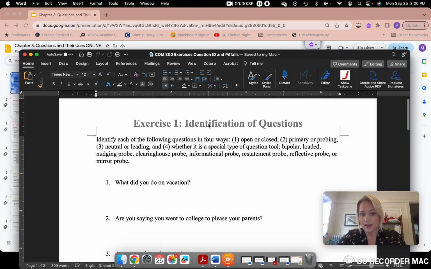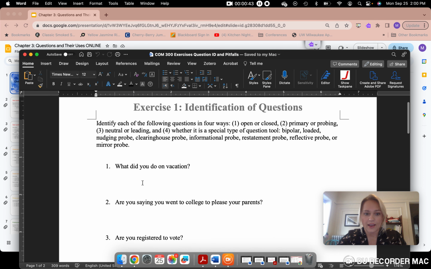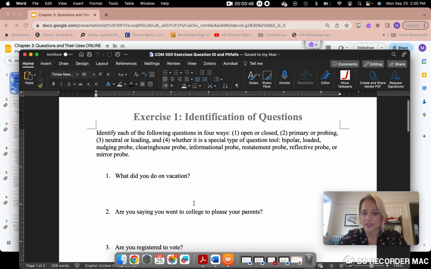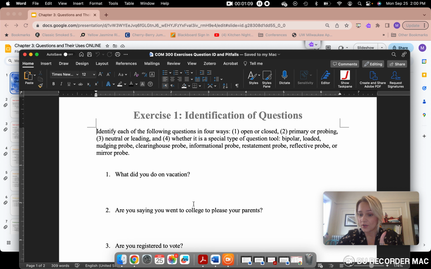The first exercise is the identification of questions. I want you to look at each question. There's 8 of them here. I want you to tell me whether each question is open or closed, whether the question is a primary question or probing, whether the question is neutral or leading, and then whether each question is a special type of question tool. I have them all listed there for you. So you're going to answer each of those 4 items for all 8 questions. So that is the first exercise. I'll talk a little bit more about that later in the video.